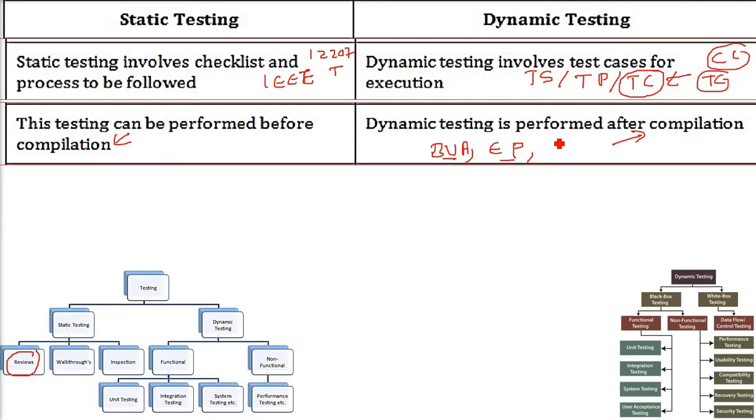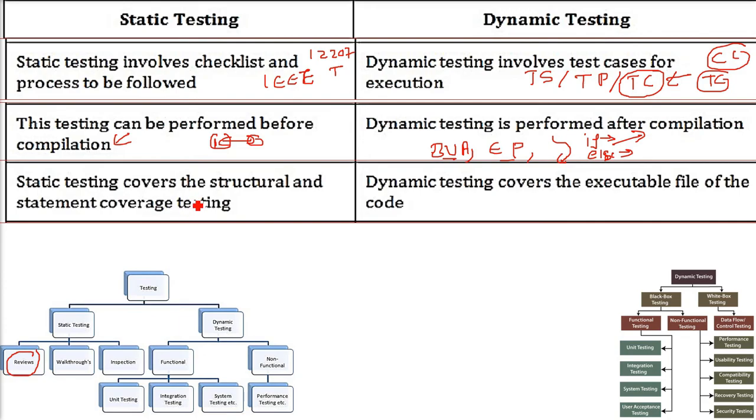So finally, when you are actually executing the software, when you are actually running the system, software, or whichever name you give, then you have to do it. So in static testing, if you have made a design, then what is the coupling? Is the design collaborating, or is collaboration good, are the interfacings good? That is checked in static testing. So static testing covers the structural and statement coverage testing.